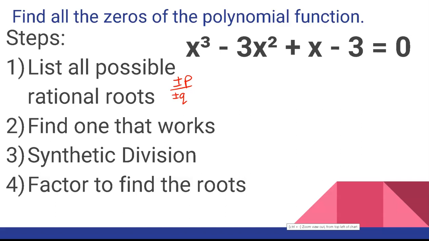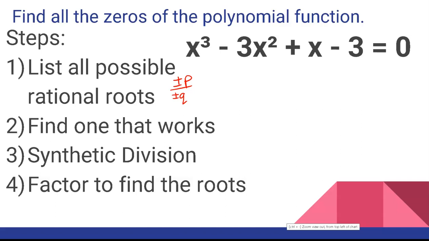What happens in my synthetic division? We don't have a remainder. Good. And then what we have left, we factor to find my other roots. Because we have an x cubed, if we find one of my solutions, I have 2 left to go, right? So I'll have an x squared function to work with.